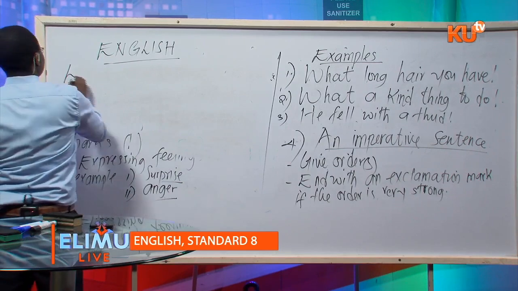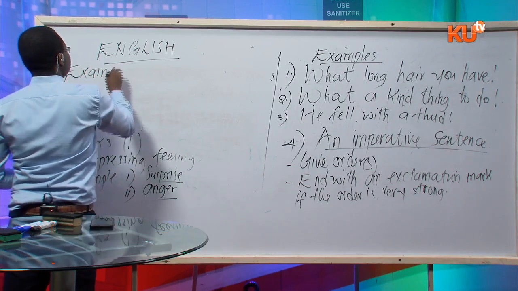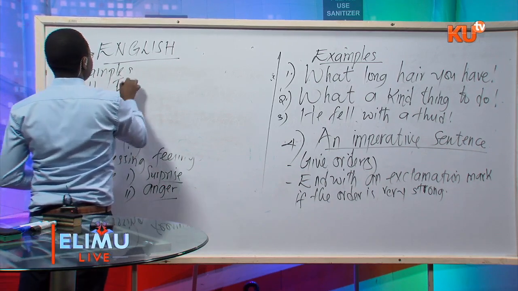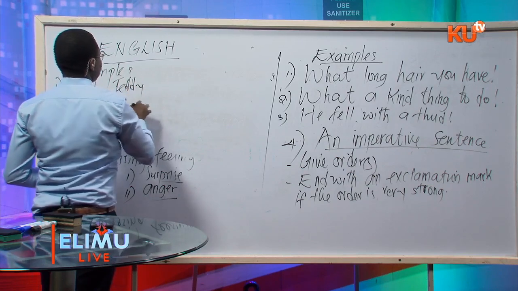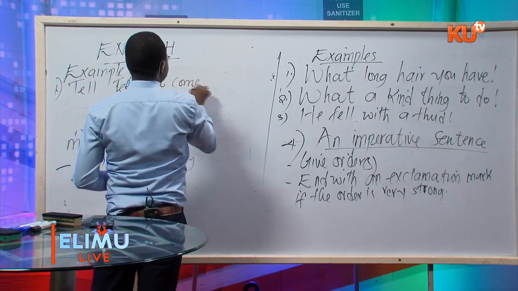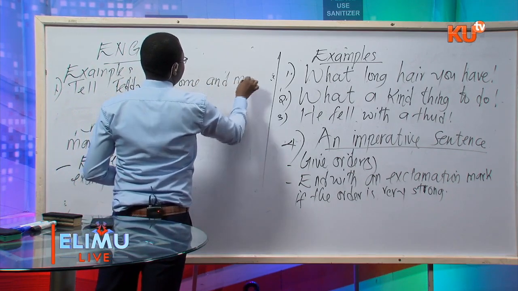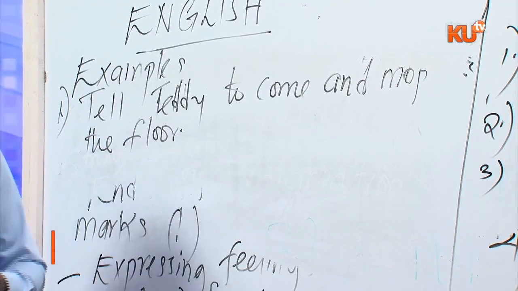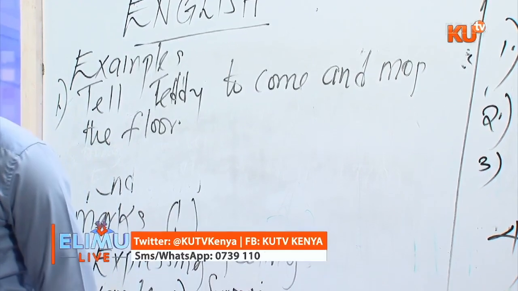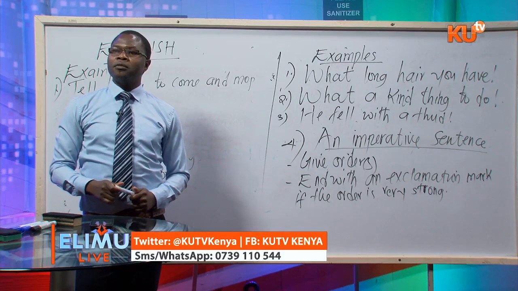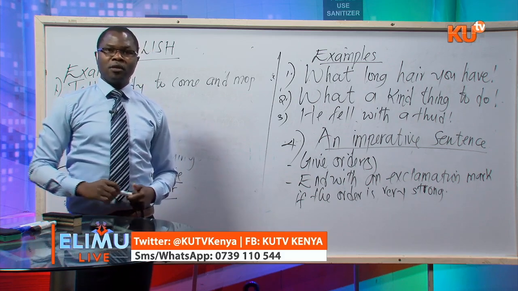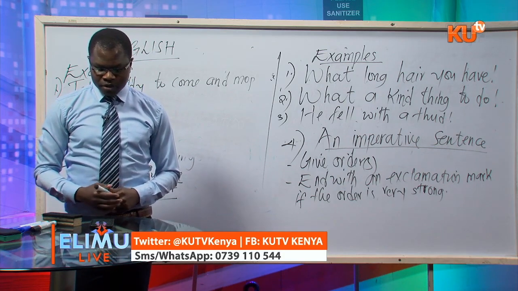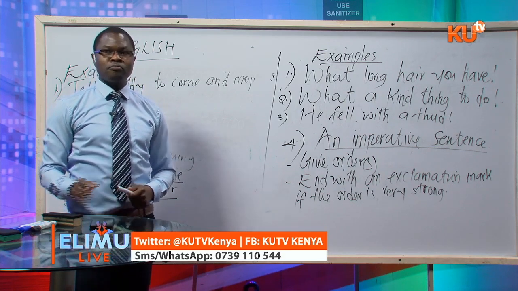Example of an imperative sentence. Number 1, tell Teddy to come and mop the floor. This is an order, so it does not have to end with an exclamation mark because it is not a strong order. Then number 2, go to your room.